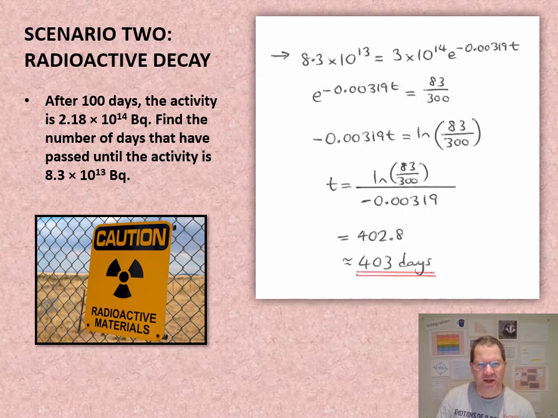So now we have a value for k. We can work out the number of days that have passed until the activity is 8.3 times 10 to the 13 becquerels. So we've got a new activity of 8.3 times 10 to the 13 equal to our initial 3 times 10 to the 14 times e to the minus kt, where k is 0.00319. We can divide both sides by 3 times 10 to the 14, which gives us 83 over 300. Take logs of both sides, divide by negative k, and that gives us t as 402.8, or 403 to the nearest whole number.